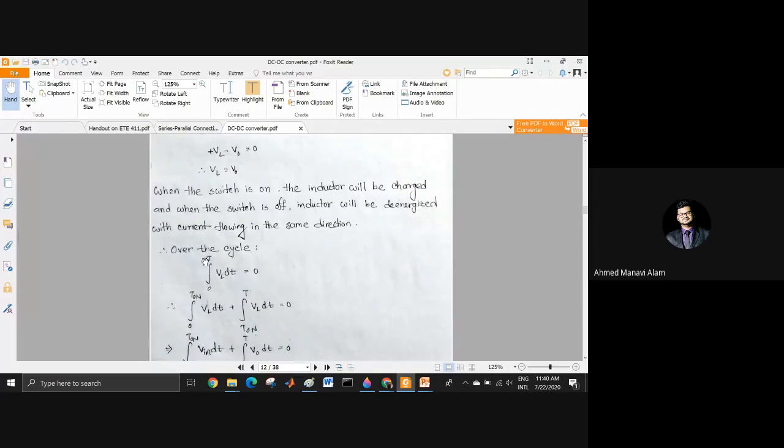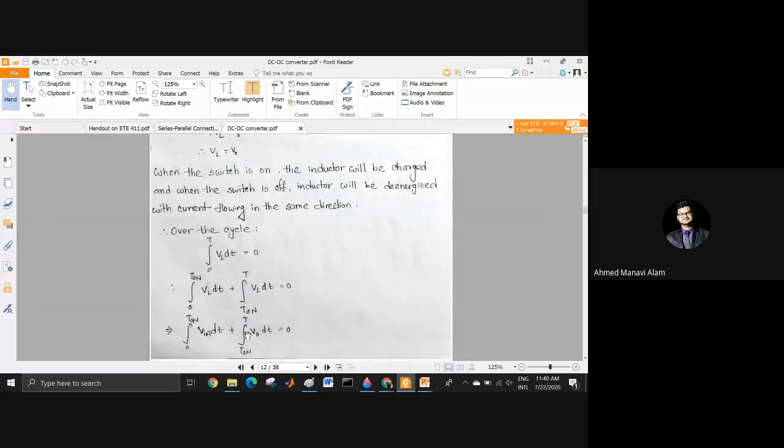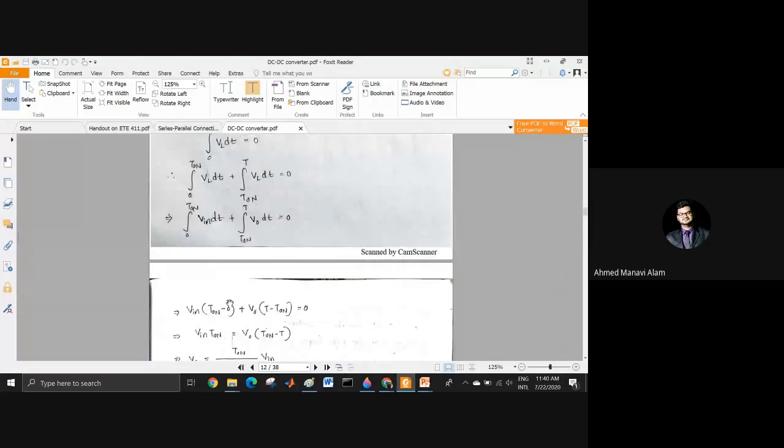So over the cycle, from 0 to T, VL dt. So it will be chopped in two parts: 0 to T on, and T on to T. So VL dt, VL dt. One of the VL will be replaced by V in, and the other VL will be replaced by V0. Then we do the simple integration: V in, T on minus 0, V0, T minus T on. Then what we do, we take this part in the right hand direction, and you can see T on has come first, T has come next because there is no minus sign.